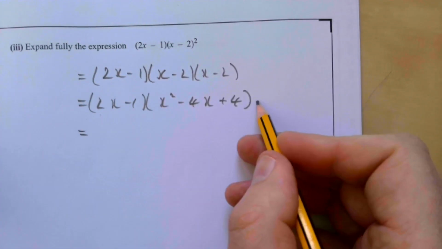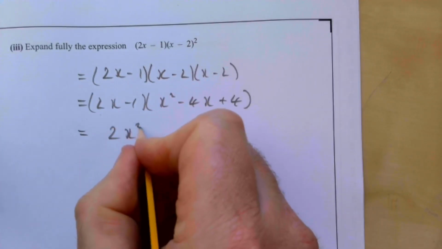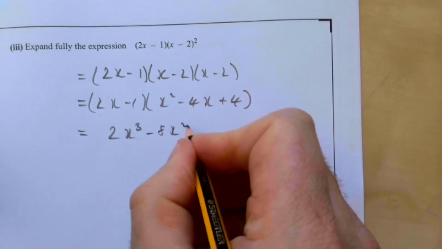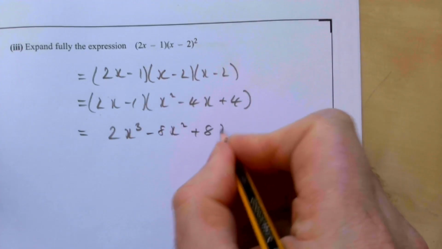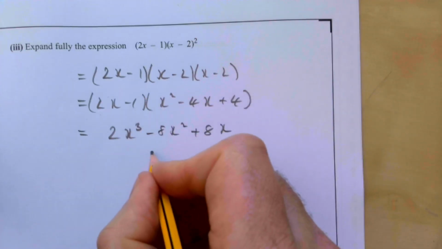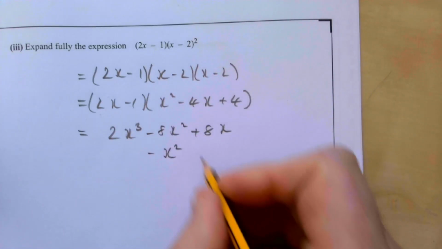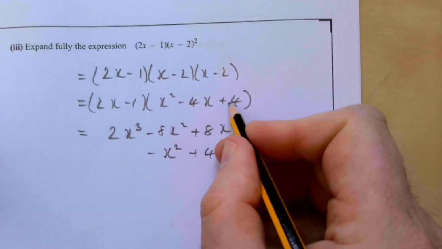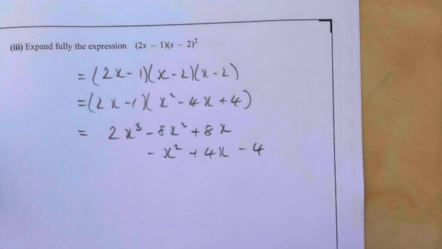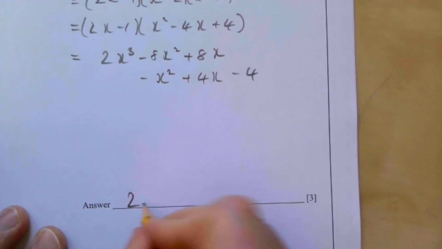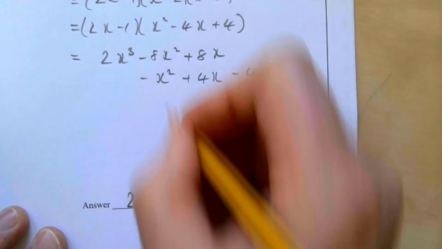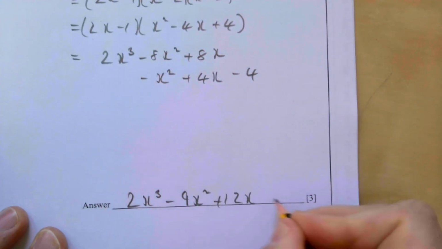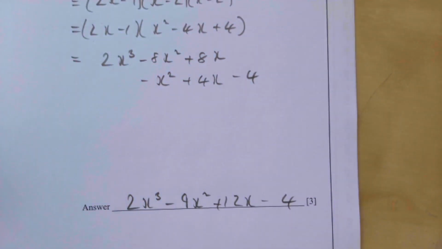So the 2x is going to multiply by this, so it's going to give me 2x cubed, then 2x times the minus 4x, that's minus 8x squared plus 8x, and then multiply by minus 1, that gives me minus x squared plus 4x, and then that's going to be minus 4. If we join these together, we get 2x cubed minus 9x squared plus 12x minus 4.